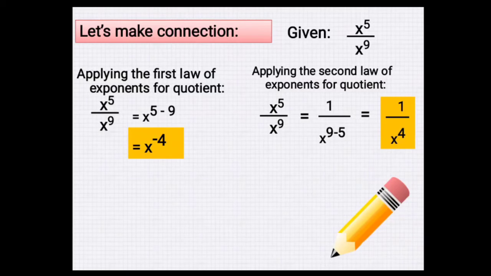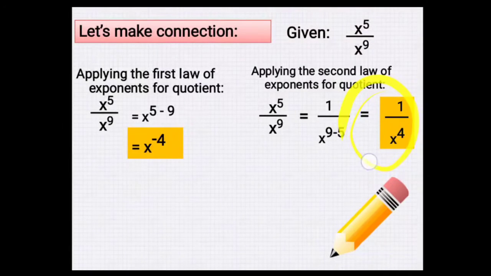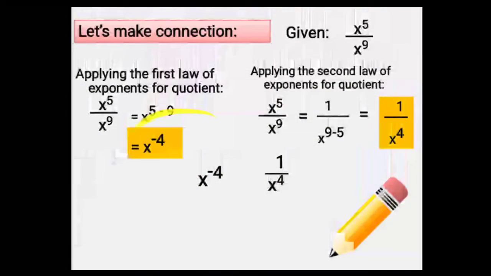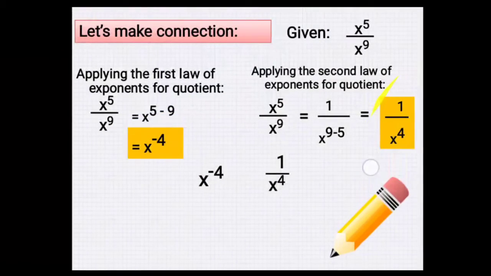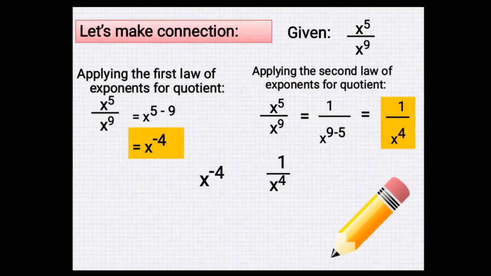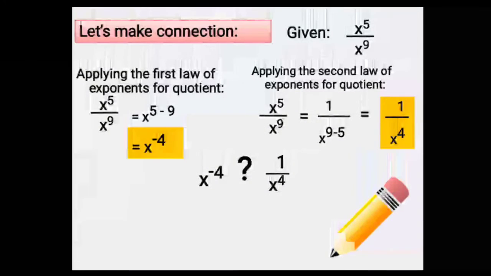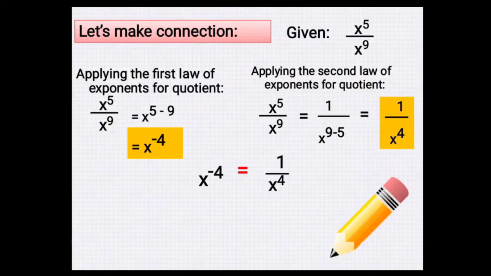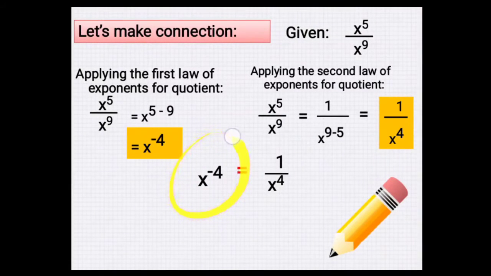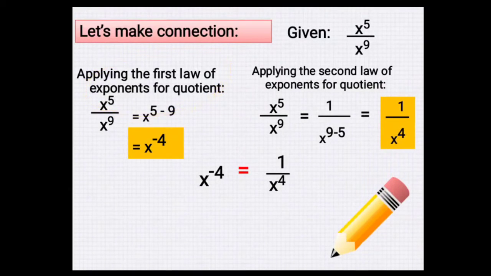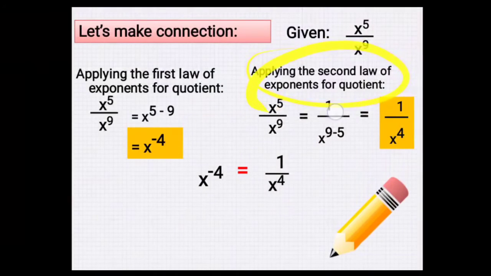Now, what is their connection? Okay, what do you think is the connection of these two results? Okay, so x raised to the negative fourth power and 1 over x to the fourth power. What do you think is the symbol between them, between the two results? That's right. The two results are equal. You have to take note that x raised to the negative fourth power, wherein we apply the first law, is equal to 1 over x to the fourth power, wherein we applied the second law of exponents.